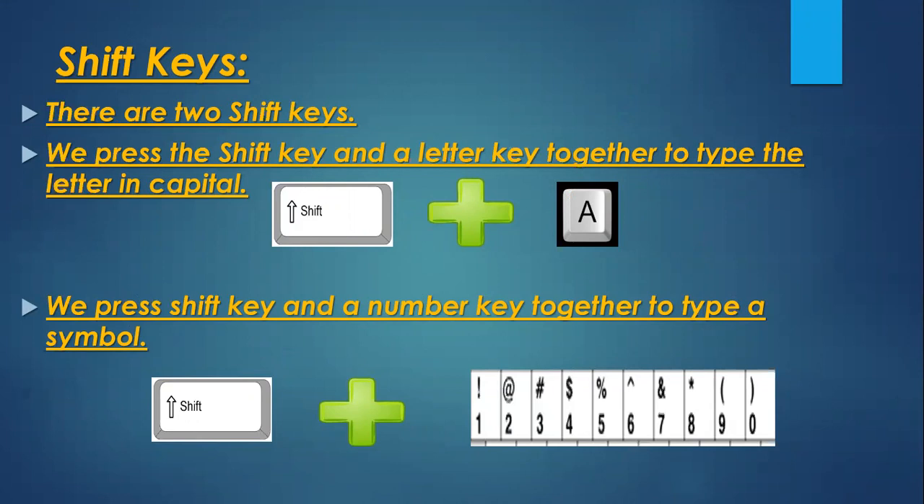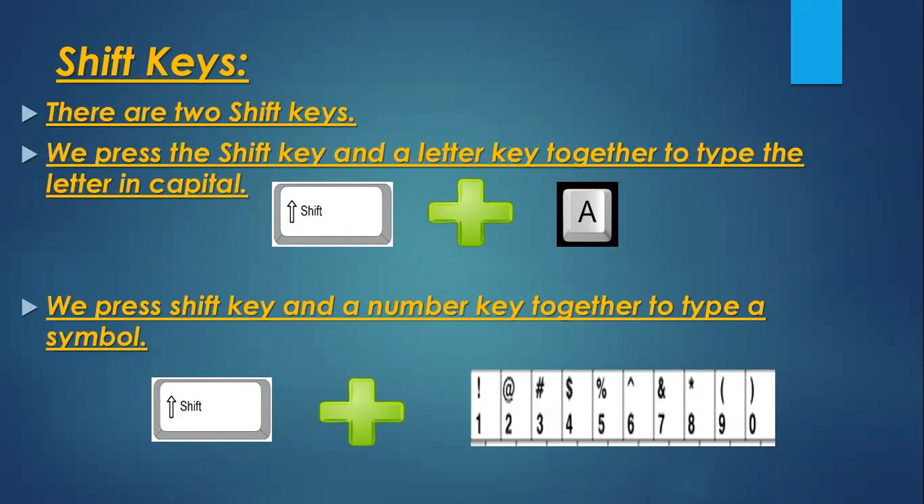For example, if you want to write the name Ahmed, definitely you will write its first letter capital. Then how will you make the first letter capital? What you have to do is press the shift key and the letter A key together to make the letter A capital.